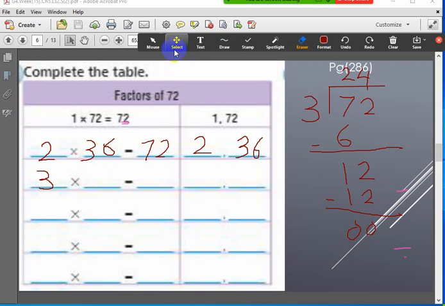3 multiplied by 24 will also give me 72. So I have two factors here, 3 and 24.